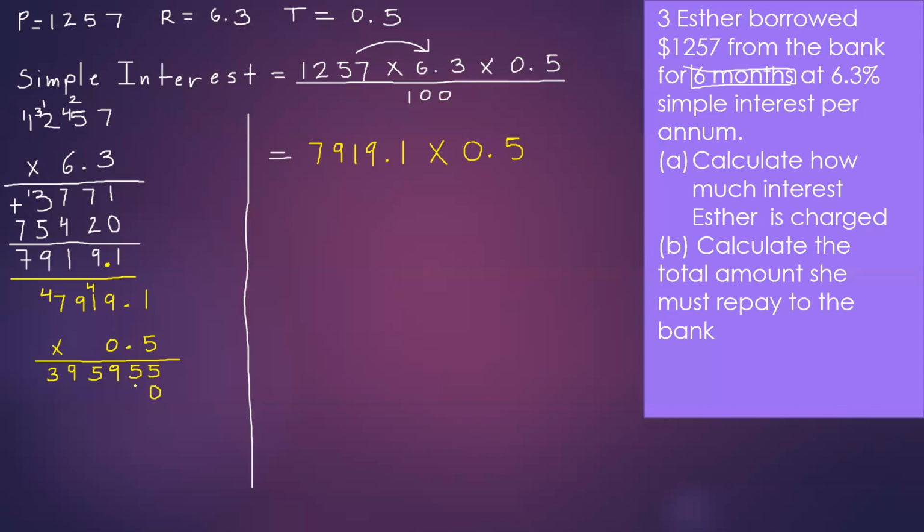0 times 1 is 0. 0 times 9, 0. 0 times 7, 0. Put the plus sign and we add them. 5 plus 0 is 5. 5 plus 0 is 5. 9 plus 0 is 9. 5 plus 0 is 5. 9 plus 0 is 9. And 3 plus 0 is 3.